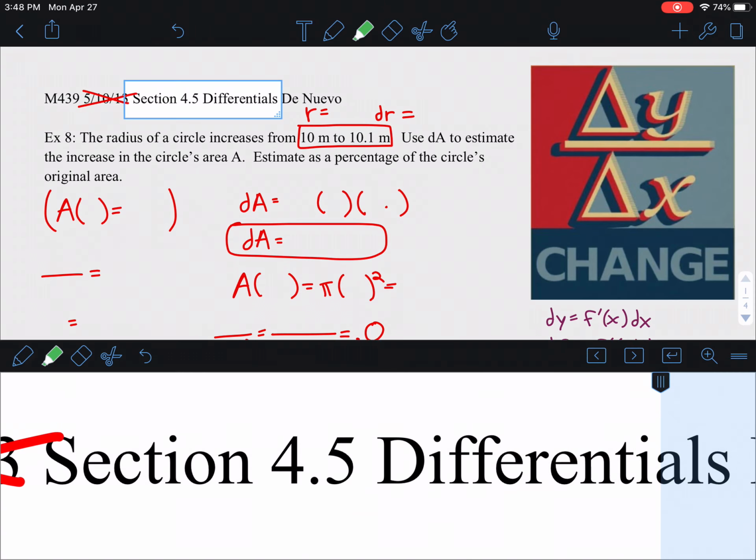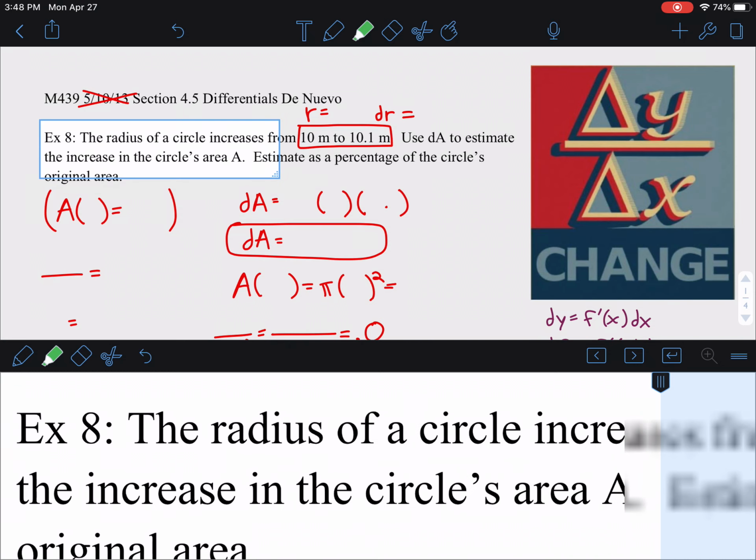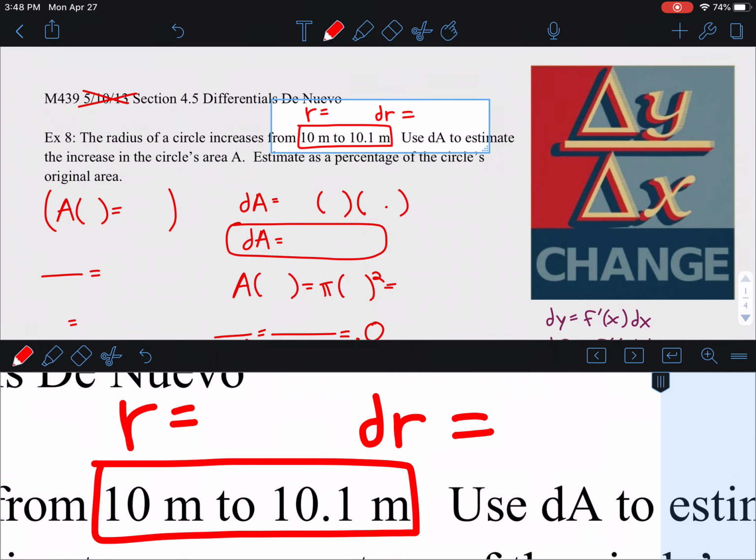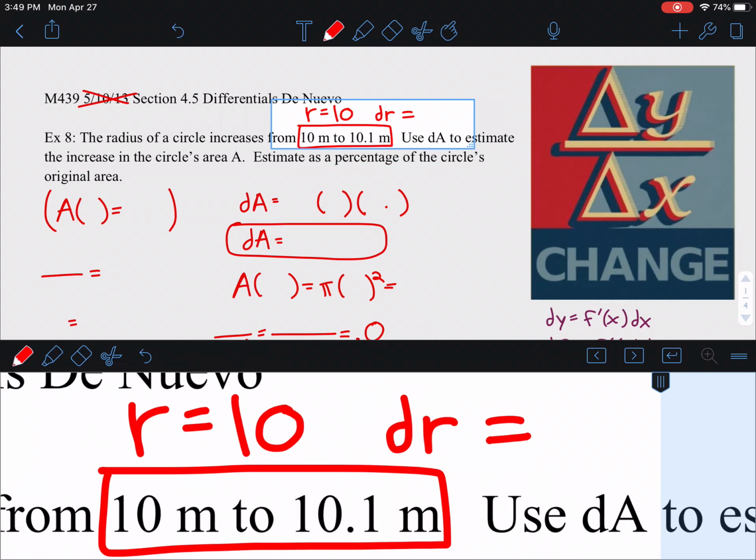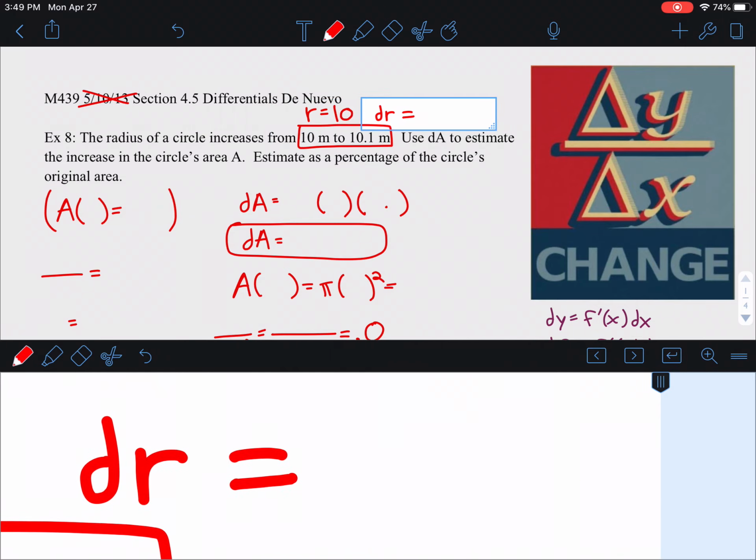So let's look at example 8. The radius of a circle increases from 10 meters to 10.1 meters. Now, this tells us a lot of things. First of all, it tells me what the starting radius is. The starting radius is 10 meters. And what does it change to? It goes from 10 to 10.1. That tells me that the change in the radius, dr or delta r, because those are going to be the same, is going to be 0.1.